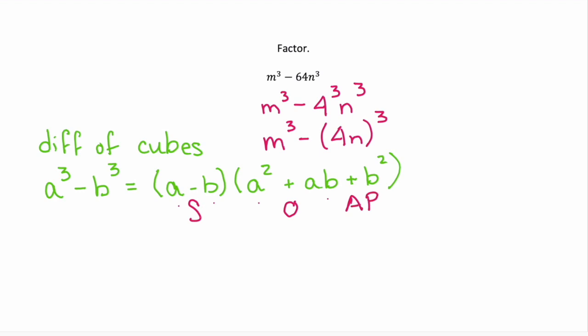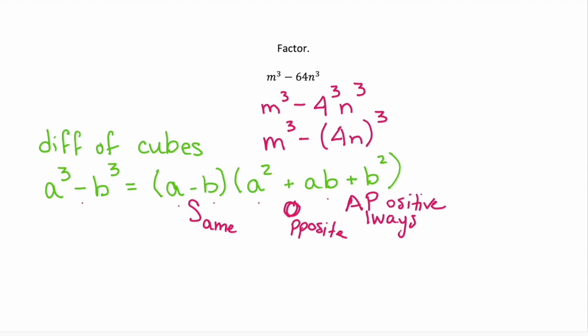So the S stands for the same. So the sign of this binomial is the same as the cube that you started with. Since we started with a difference of cubes, our first term is going to have a difference. And then the O in SOAP stands for opposite. And then the AP, that last symbol is always going to be positive. So your signs always follow same, opposite, always positive.